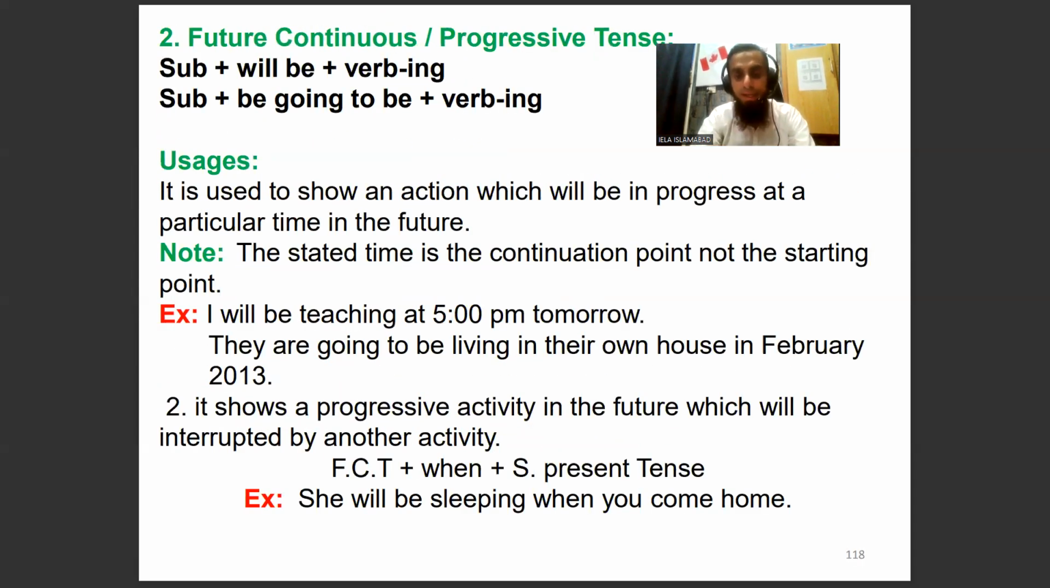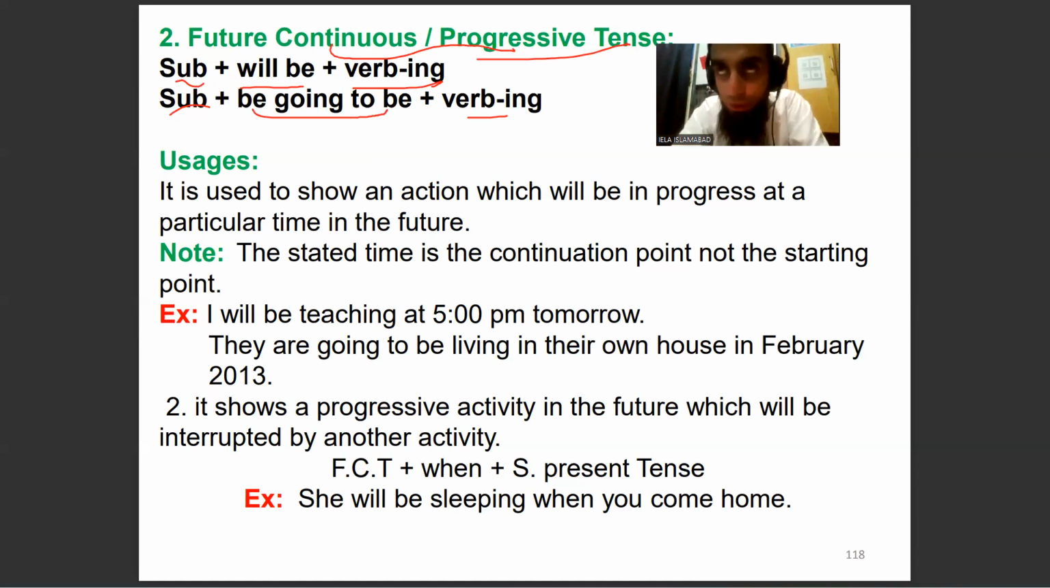Okay, moving towards the second kind of future tense, that is called future continuous or progressive tense. Now, what is the structure? Subject plus will be plus verb-ing, or subject plus be going to be plus verb-ing. This tense is used to show the progress at a particular time in the future. Note, the stated time is the continuation point, not the starting point.